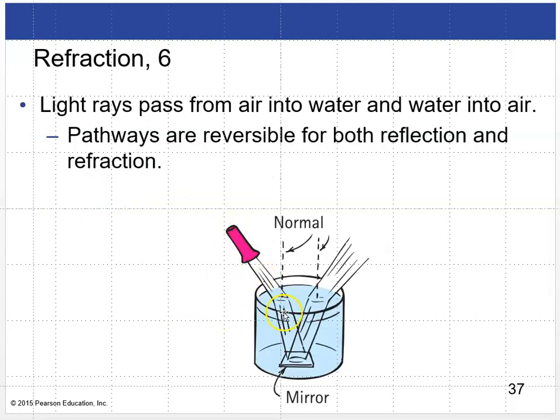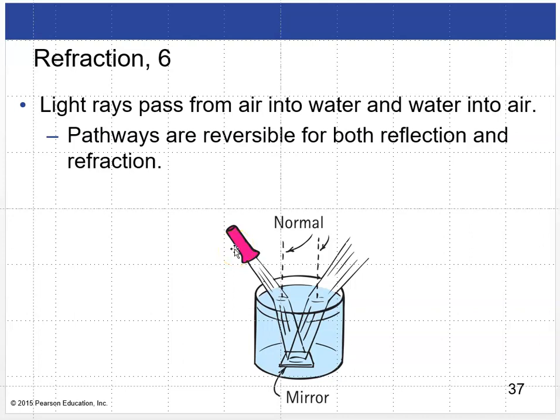So here we have a flashlight. We shine it in some water. It bends toward the normal as it encounters the higher index of refraction, bounces off a mirror. Angle of incidence equals angle of reflection. It comes out of the water and bends away from the normal again. It doesn't matter whether you take this light path or that light path. They're fully reversible.